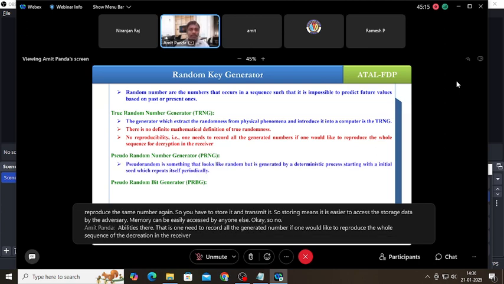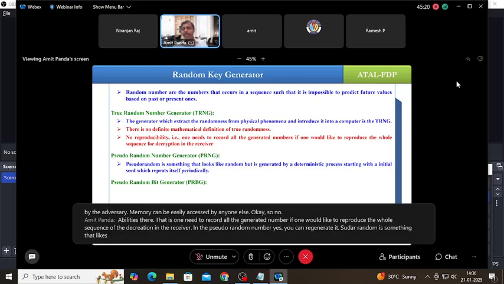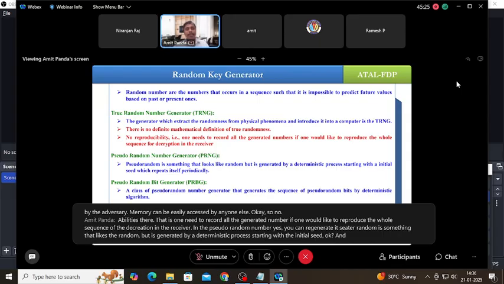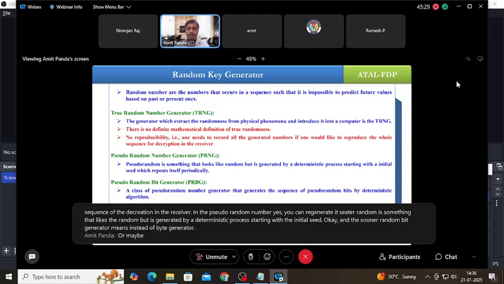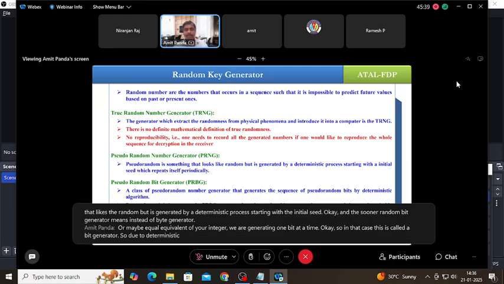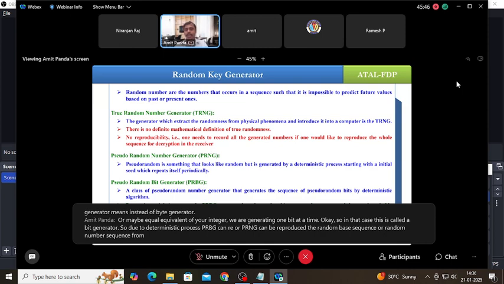In the pseudo-random number, yes, you can regenerate it. Pseudo-random is something that looks like random, but is generated by a deterministic process starting with an initial seed. And a pseudo-random bit generator means instead of a byte generator or an integer, we are generating one bit at a time, so it is called a bit generator. Due to the deterministic process, a PRBG or PRNG can reproduce the random bit sequence or number sequence from the same seed, which is suitable for both encryption and decryption in cryptography algorithms.